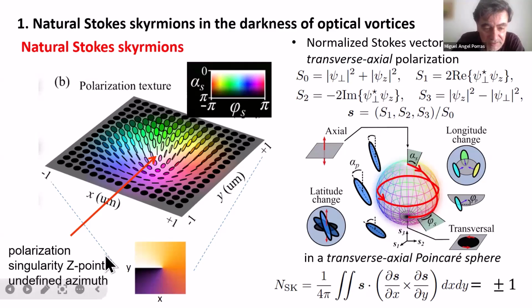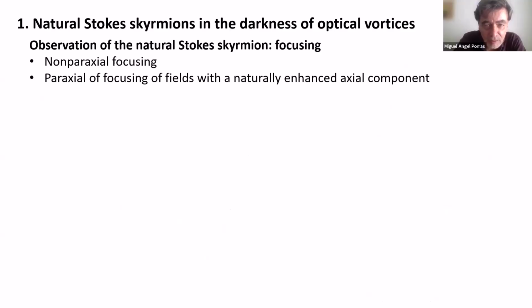This is what is called a set point, different from C points or L points, V points, and this is a singularity with undefined azimuthal orientation of the polarization plane. So we have observed these Skyrmions. It is not at all easy because the axial component is usually very small in comparison with the transversal components.